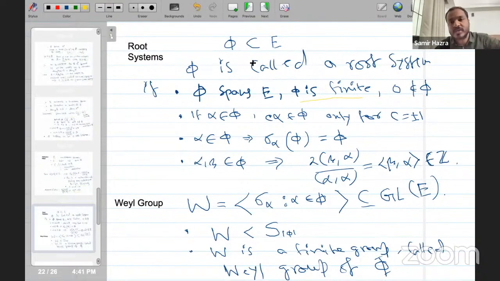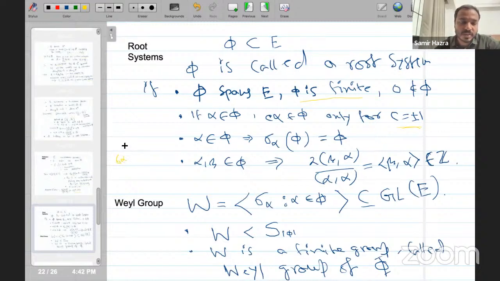So phi is called a root system if phi spans E. So the vectors inside phi span E, and phi is a finite set and 0 does not belong to phi. The second condition is if alpha belongs to phi and c alpha belongs to phi, then c is only plus or minus 1. These are the only possibilities. If now we have alpha inside phi, then sigma alpha of phi must be equal to phi.